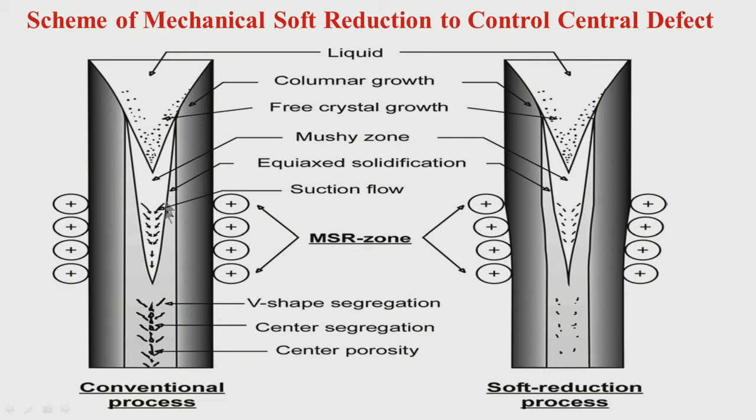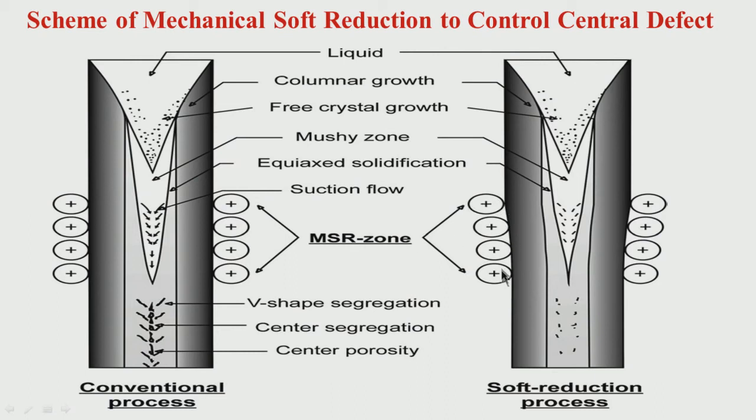By understanding the solidification front, by understanding what is going to happen in the final stage of solidification, people have devised this. So this is an afterthought. Initially, when continuous casting was to take place, the technology did not have the idea of mechanical soft reduction. So this is a conventional process. What happens when you do not put mechanical soft reduction? So in that case, you have V-shaped segregation, you may have central segregation, you may have central porosity, but when you are putting MSR, meaning mechanical soft reduction.